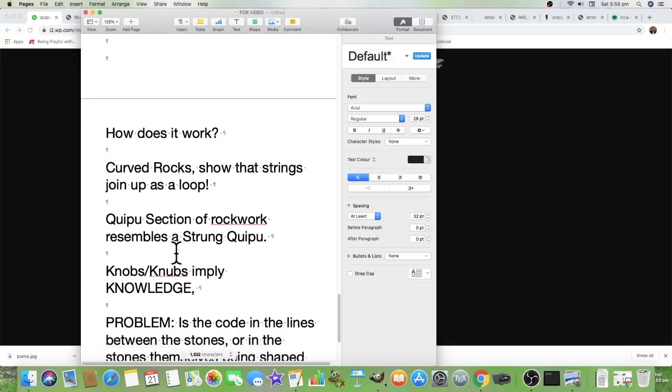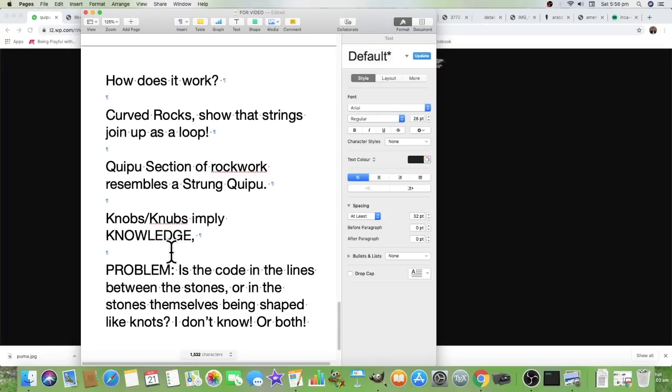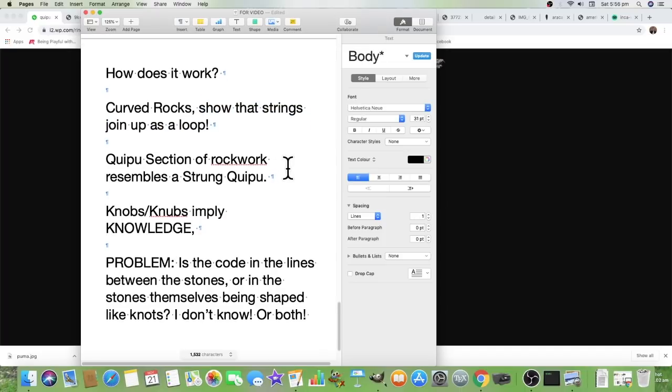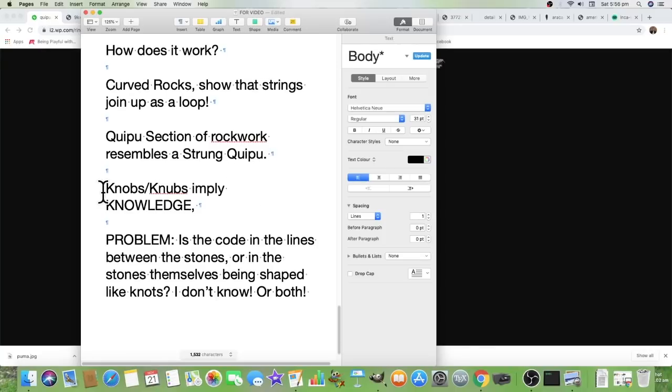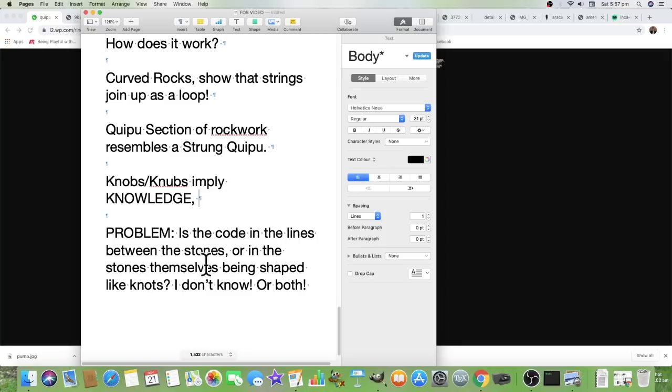So how does it work? We're going to cover this quickly, then we're going to get on to the fun stuff, the pictures. So look at the curved rocks. That's a clue. The strings actually join up as loops in the Quipu script. Quipu sections of rockwork resemble a string quipu. We're going to see that. And knobs, of course, imply knowledge. And of course, we encounter a problem in this. We're going to read it top down. Is the code in the lines between the stones or in the stones themselves being shaped like knots? I don't know, or both. So let's get to it.